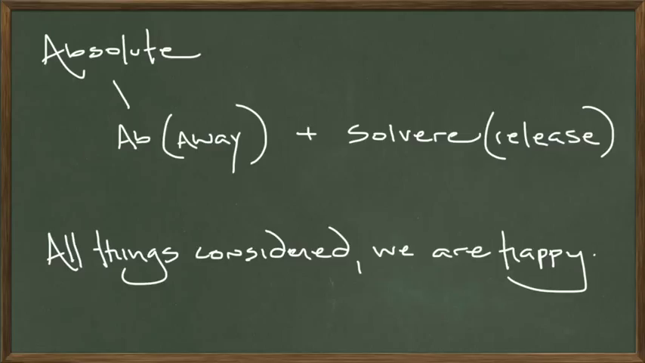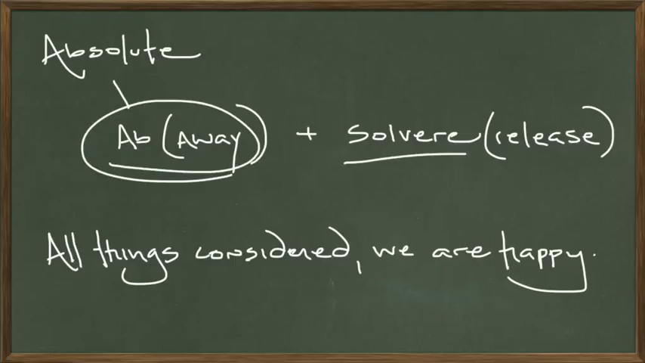First of all, what does the word absolute mean? Absolute comes from the Latin word ab, which means away, and solvere, which means to release. So when you absolute something, you're releasing it. So it's not necessarily connected to the rest of the sentence, or at least it doesn't have to be. Let's take a look at this.